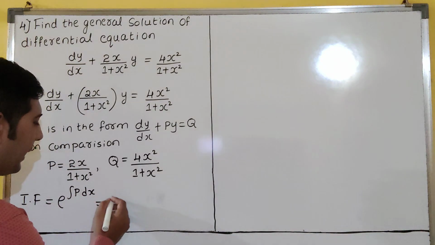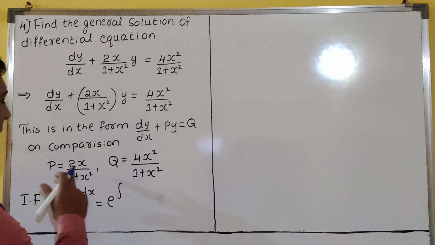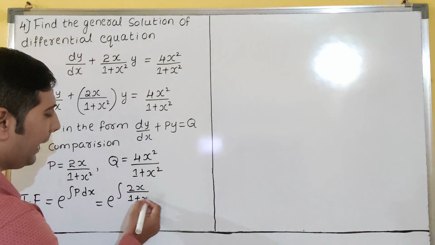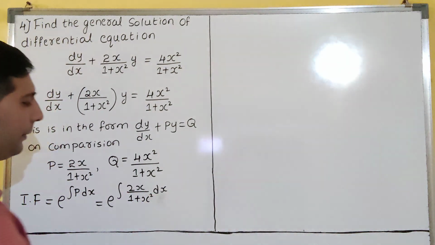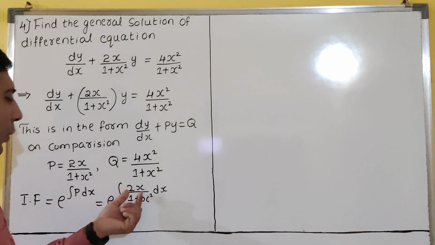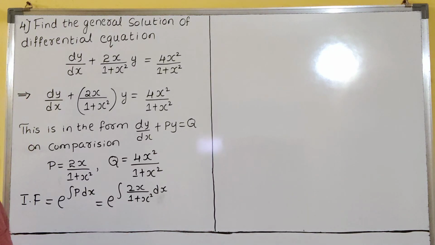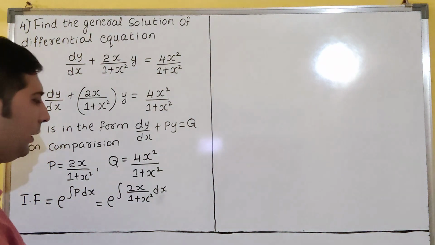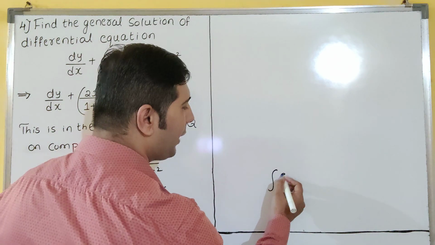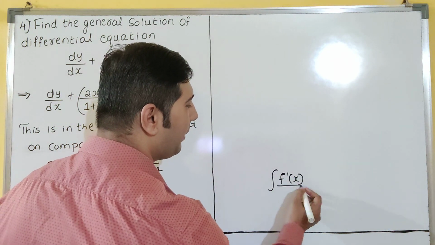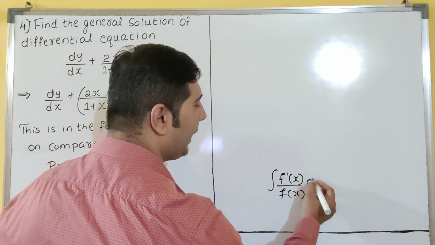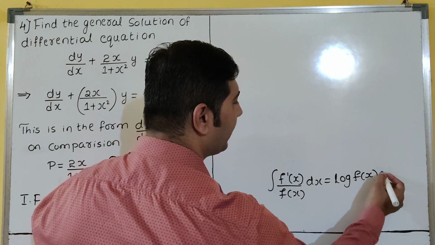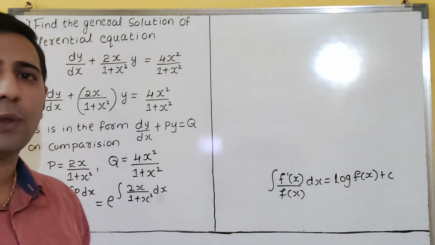So now we will write here. So p is what? 2x divided by 1 plus x square dx, dear students. So p is nothing but 2x divided by 1 plus x square. Clear? So even we can write this directly. Integration of f dash of x divided by f of x into dx is nothing but log of f of x, dear students. So this is the formula which we have.